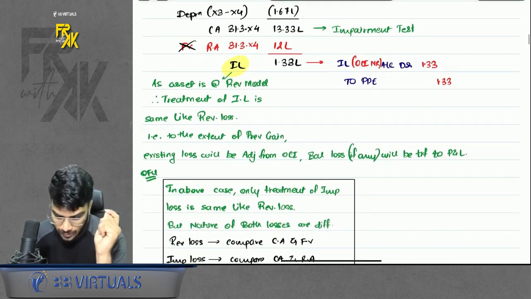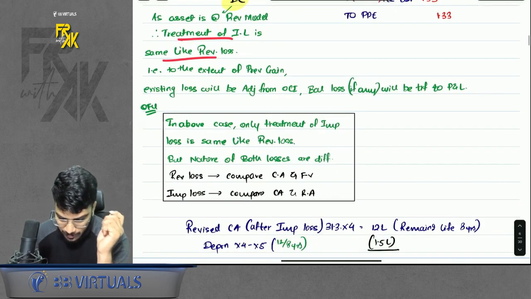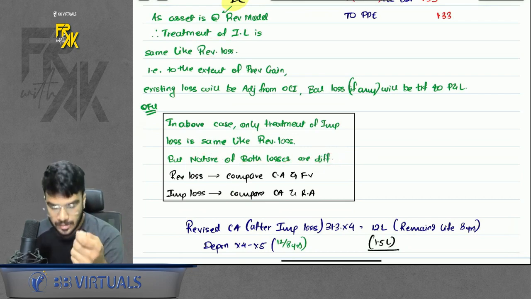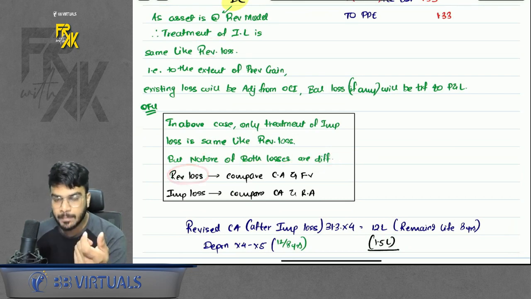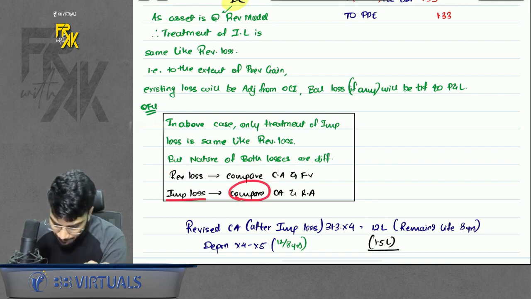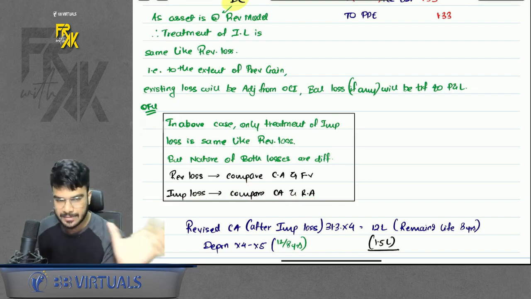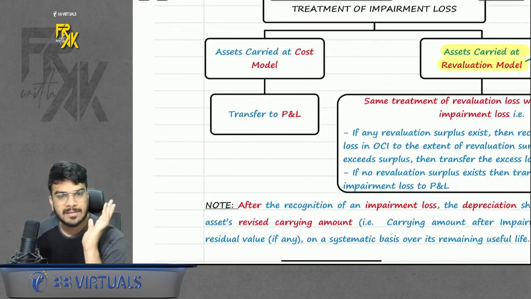But I said the treatment is the same, but the nature of both losses is different. Why do I say this? Because revaluation loss you compute by comparing carrying amount and fair value. Impairment loss you compute by comparing carrying amount and recoverable amount. That is why the nature is different, but the treatment is the same. Do you remember we discussed this in class as well?